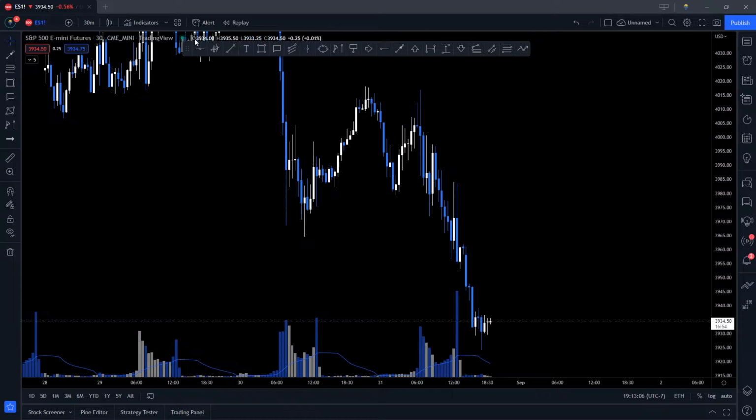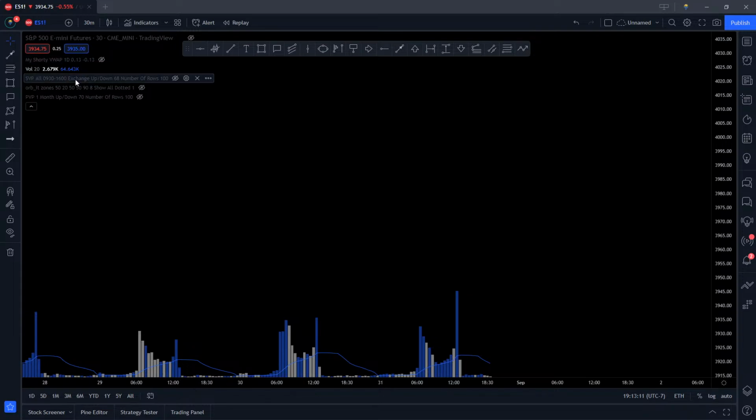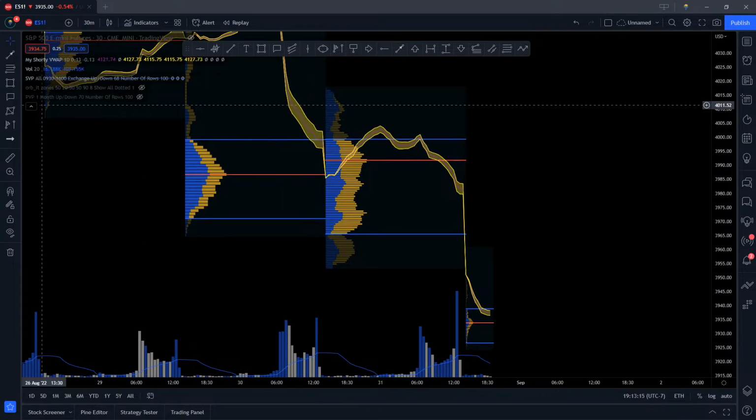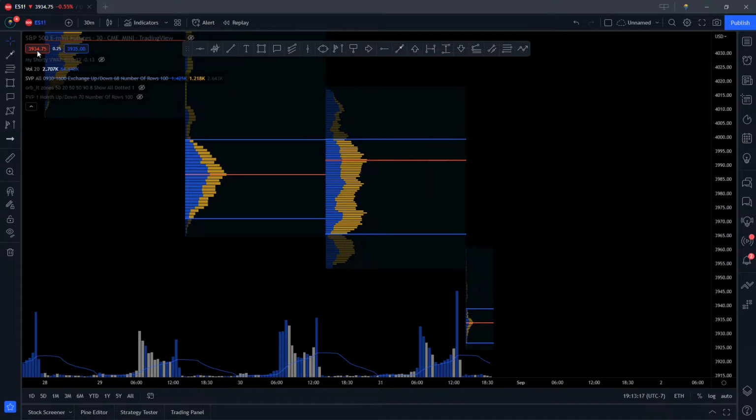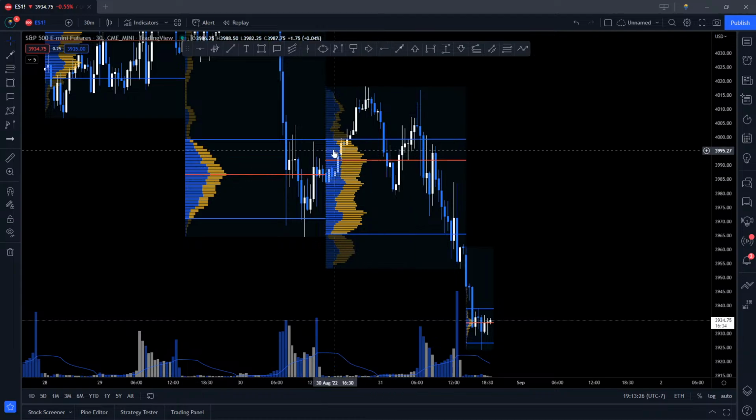And candles. Oh, I didn't mean to turn those off. I don't want that. Oh my gosh. Oh, I'm trying to turn on my candles through my indicators. That won't work.